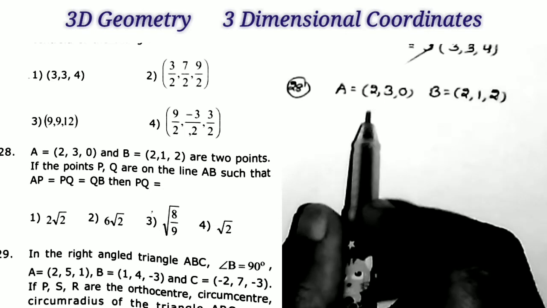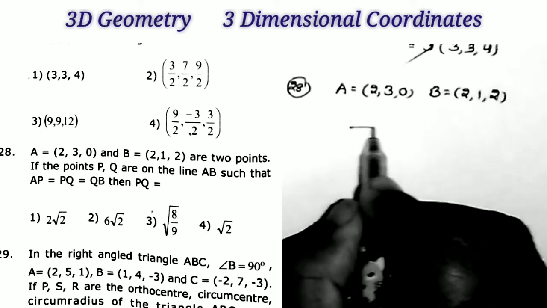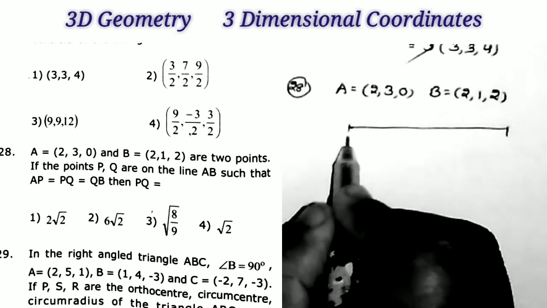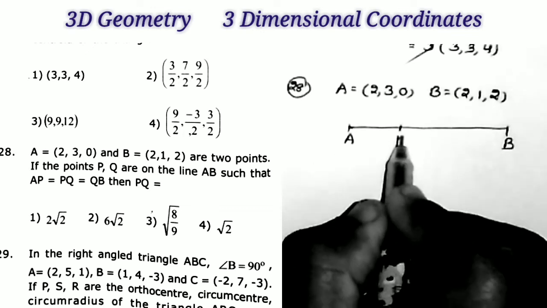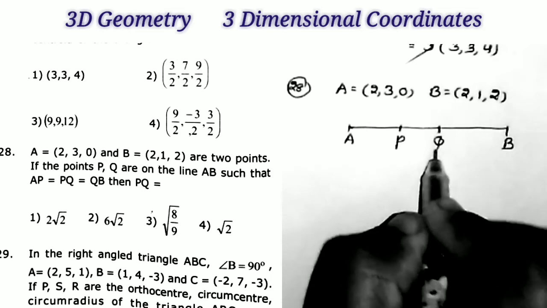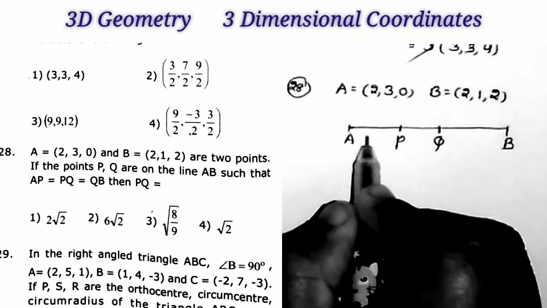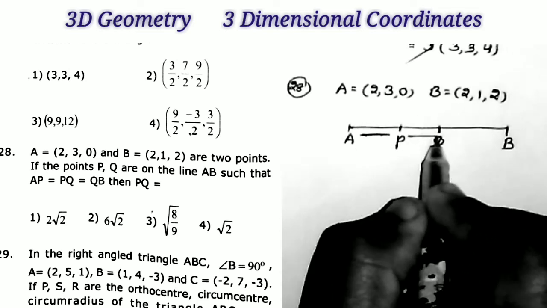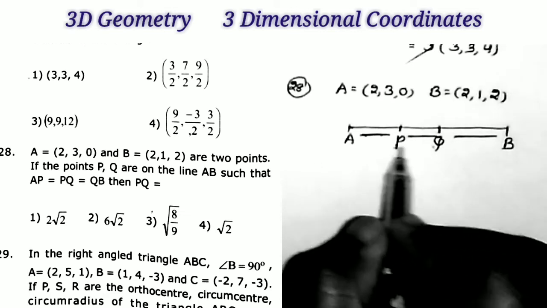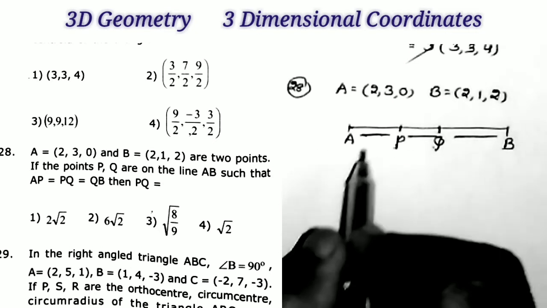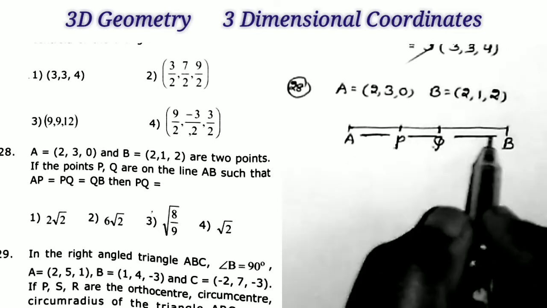Okay, so listen here, 2 points are given, A and B. Now this is the line segment joining the points A and B, and also 2 points are given. What are the points P and Q? P and Q are 2 points on the line AB such that AP is equal to PQ is equal to QB. That is, these are the 2 points which divide the line segment into 3 equal parts. These are the 3 equal parts.